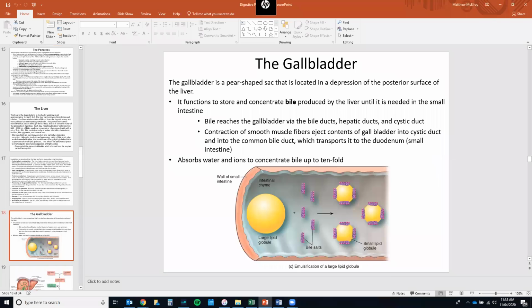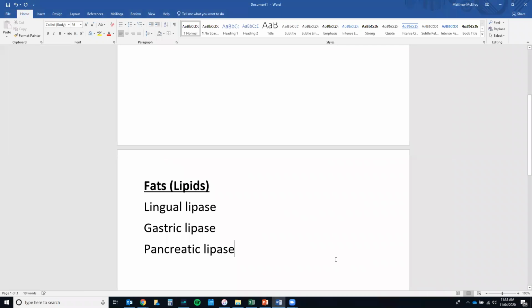So I'm actually going to add bile under pancreatic lipase. I'm going to put in parentheses, it's not an enzyme, kind of like hydrochloric acid is not an enzyme, but it's very important for emulsification.